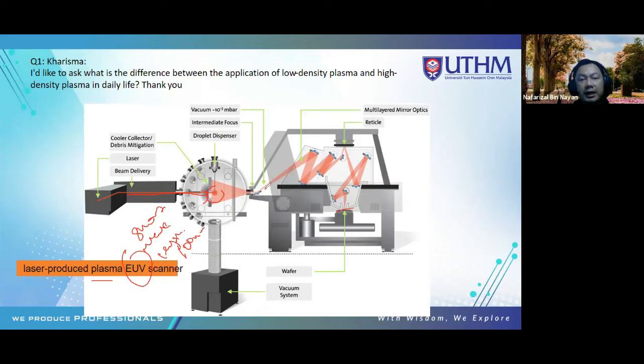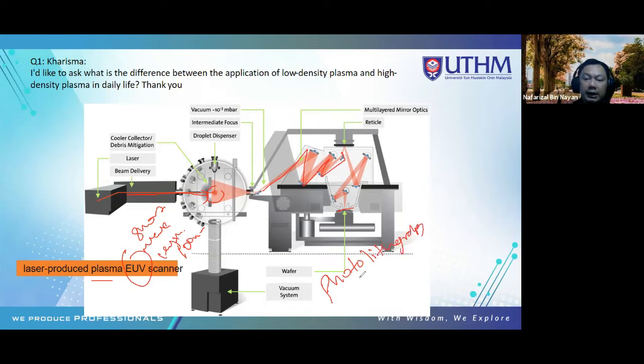So for this EUV, they have a very sophisticated mirror for the processing. And then at the end, they can make a very fine, small pattern on the wafer. So this is another advanced technology of photolithography, actually. So this is the basic of photolithography.